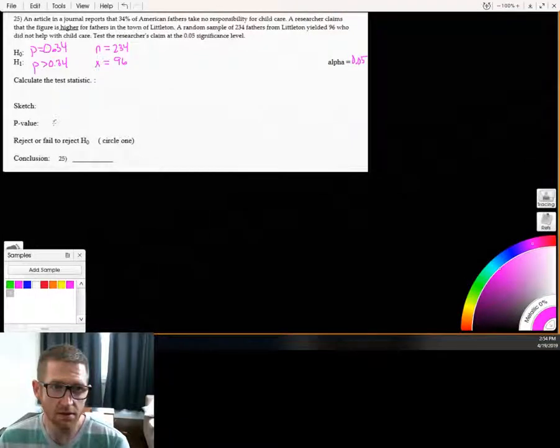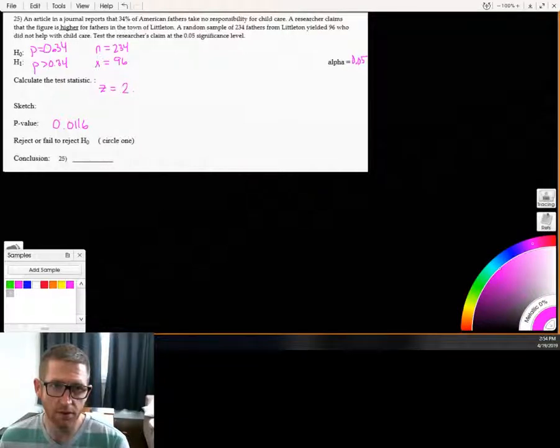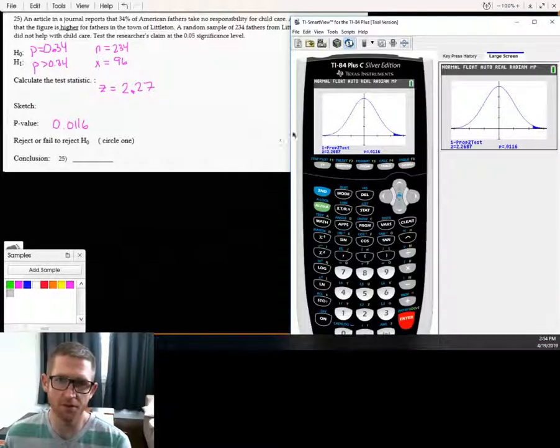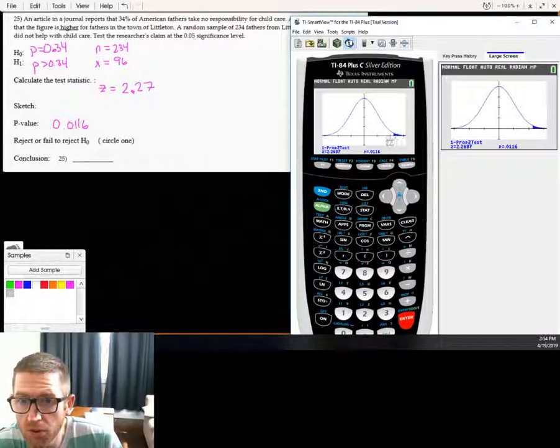So the p-value is 0.0116, and the test statistic was 2.27, about 2.27. If we look at that, that is suggesting that we are almost 2 and a quarter standard deviations above that 0.34 relative to our sample. So the sketch would look like this.